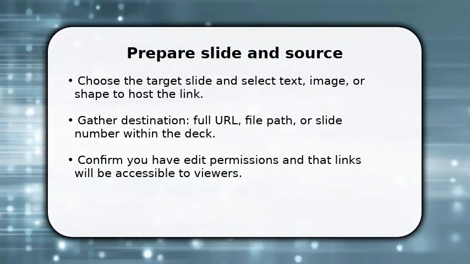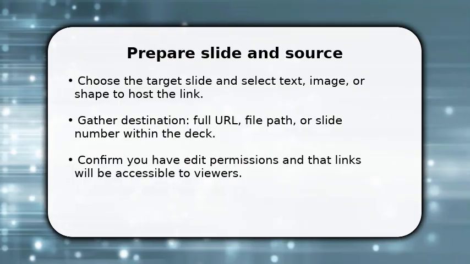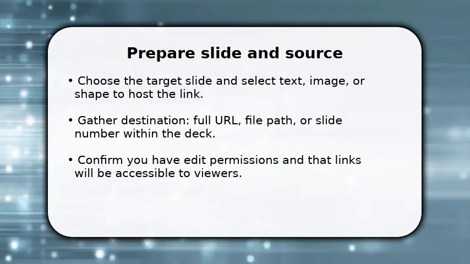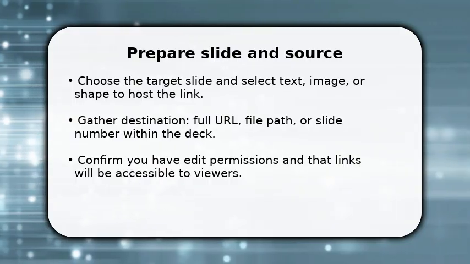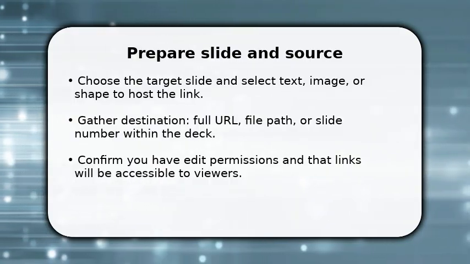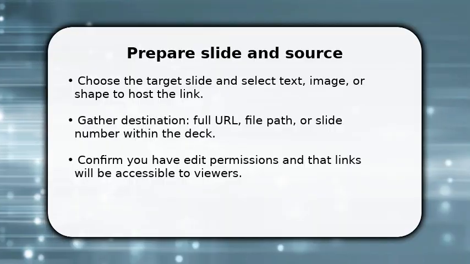Start by picking the exact slide element you want linked. You can use text, an image, or a shape. You do this because link targets differ. A URL, a local file, or another slide each requires a slightly different input.